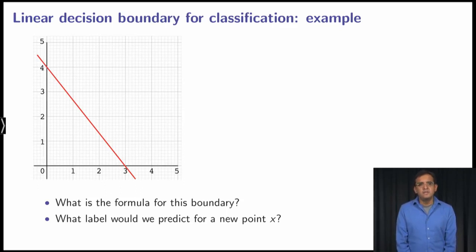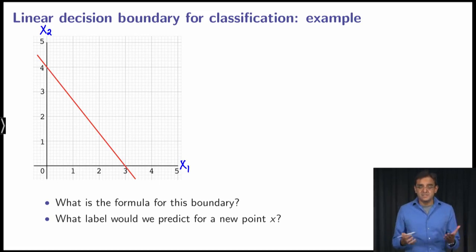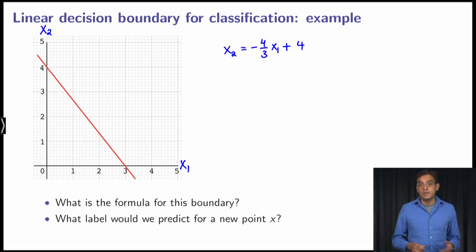Okay, so here is a linear boundary in R2. What is the equation of this line? Let's go ahead and figure this out. Let's call this feature x1 and this feature x2. The equation of this line is something of the form x2 equals the slope times x1 plus the intercept. What is the slope over here? It's minus 4/3. So minus 4/3 x1 plus the intercept on the y-axis, which is 4. That's the equation of the line.